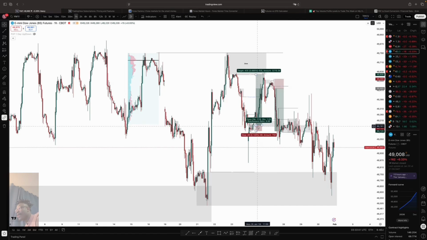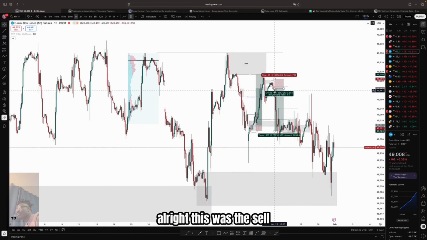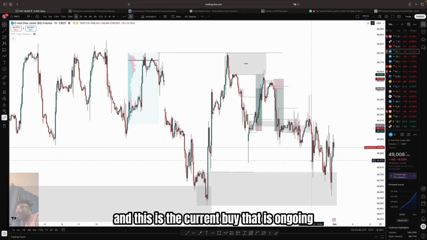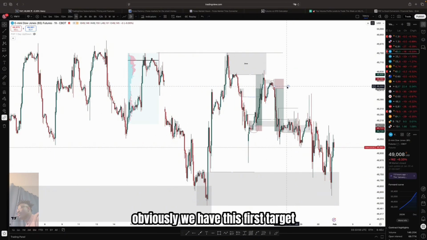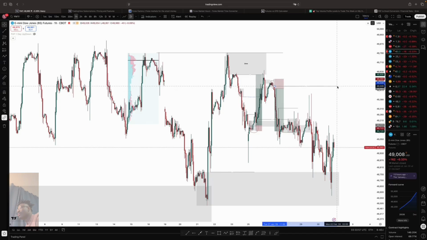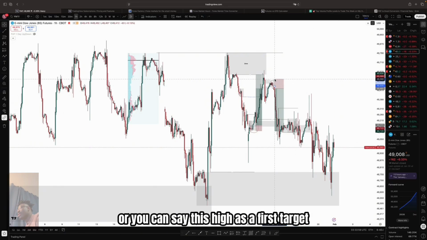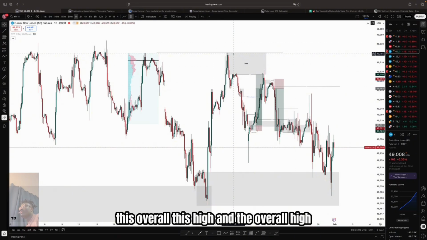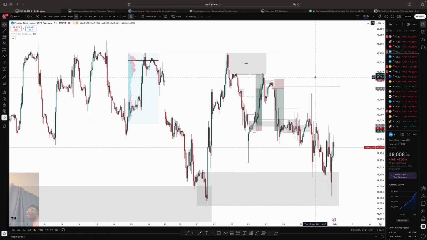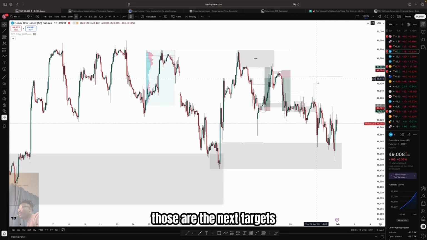Here we go. So this was the buy, right? This was the sell, and this is the current buy that is ongoing, this zone. I project it to create a new high. Obviously we have this first target, or you can say this high as the first target, and then this high and the overall high. Those are the next targets.